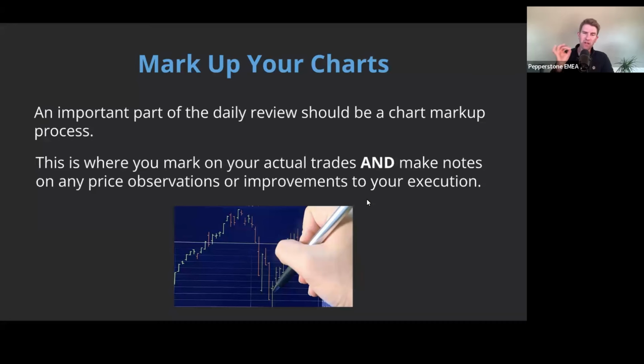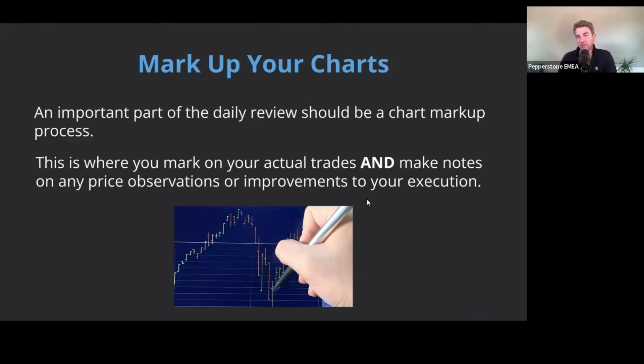So this is a very, very important step: mark up your charts and put your actual trades on the charts. But this is the key part: you make notes on any price observations and any potential improvements to your execution. You do this from the perspective of looking at it through the lens of complete objectivity, with a complete focus on, how could I perform better? What has the market done? What could I have reasonably seen in the heat of the moment that is going to help me?